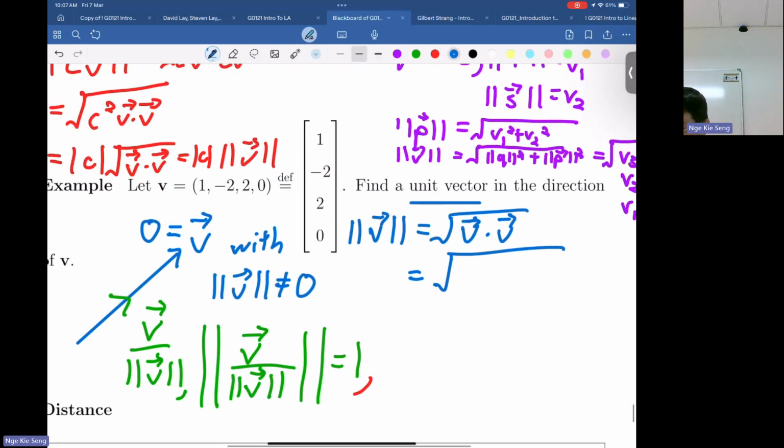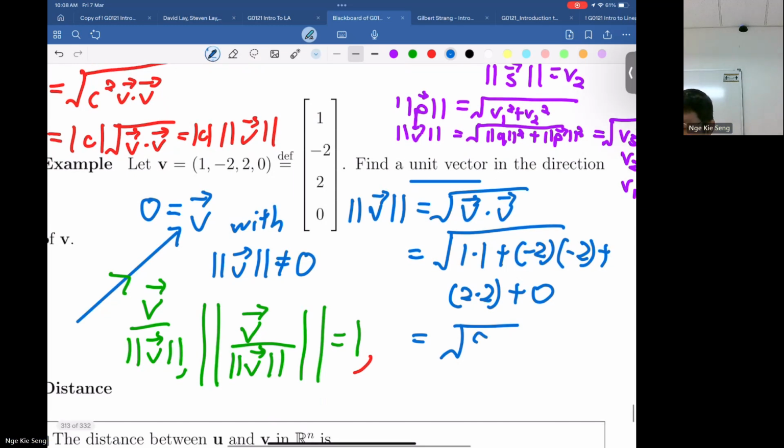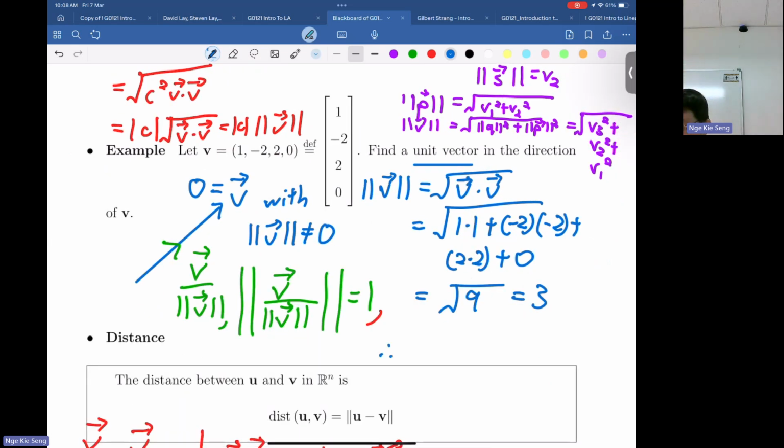So can we compute this? 1 dot 1 plus minus 2 dot minus 2 plus 2 dot 2 plus 0. So we get 4, 5, 9. So the square root of 9 is 3. Okay, so the unit vector here is v over this length. So you divide the vector by 3. So this is your unit length.